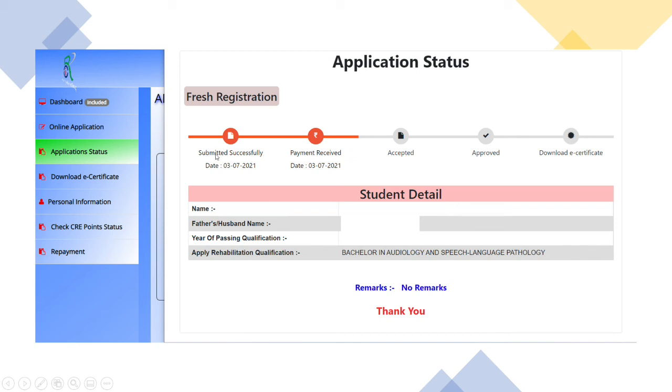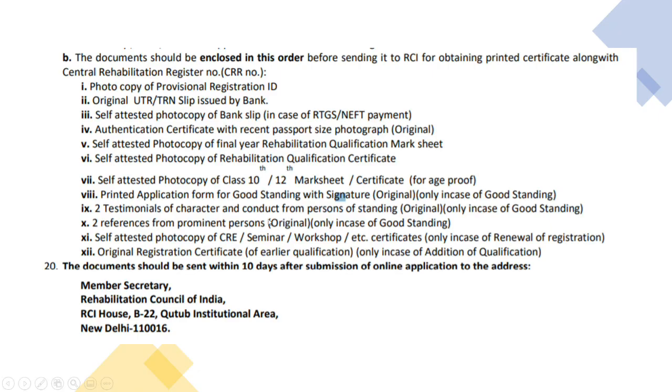So your application is submitted successfully and your payment is also received by RCI. The date is mentioned for both and your details here. If there are any remarks which an RCI official has to convey, it will be available here. In our case, and in most cases, it is no remarks. Okay, so now we have a printout of the provisional registration certificate.